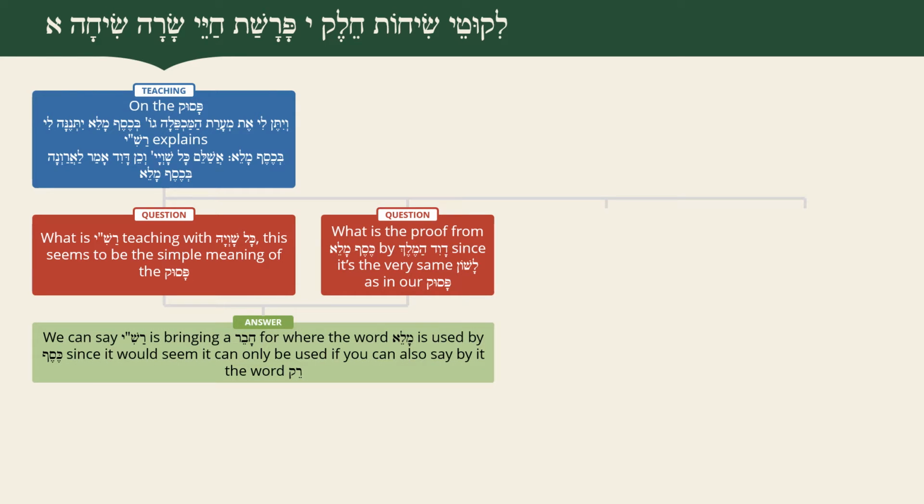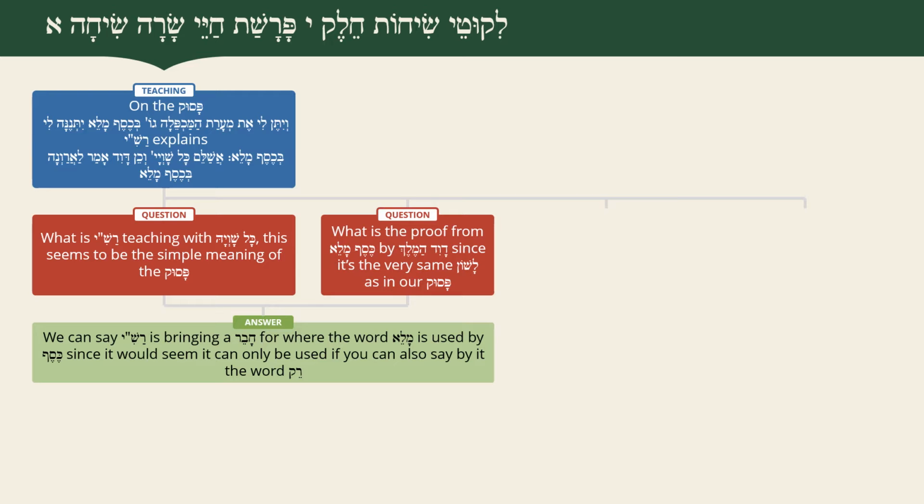L'cha'ora, in order to answer these 2 questions, we could explain that the intent of Rashi over here is to bring a proof from a chaver, another place where we find the word molei being used by kesef. Because there's a difficulty over here, which is how to use the word molei in regards to kesef. It would seem that you could only use the word molei by something where you could also use the opposite of the word molei. The opposite of molei, full, is reik, empty. Like, for example, by a container, it could be full or empty.